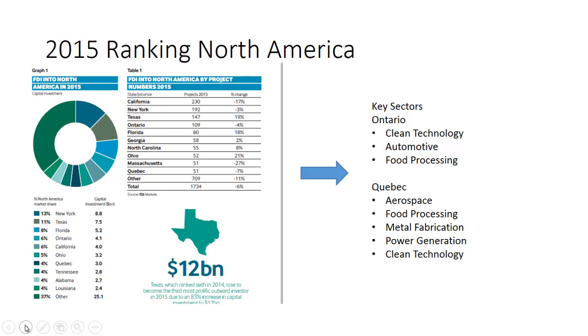Now, most of what you're seeing in Ontario's particular case is investments in key sectors like clean technology, automotive, and food processing. Now, look at Quebec. It's on this list, but it's near the bottom of the ranking, tied with Massachusetts. Massachusetts is typically a technology state, so that's why you're seeing a lot of investments in that area. In Quebec's case, their focus is more on aerospace, food processing, metal fabrication, power generation, and clean technology. So that's where you're seeing those key sectors benefiting.